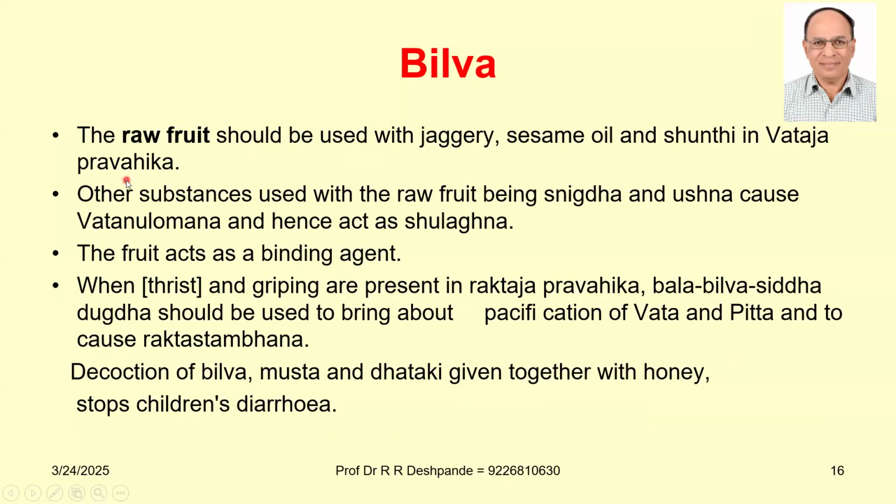Now, again, bilva raw fruit should be used with jaggery, sesame oil, and shunti in Vataj Pravahika, like amoebiasis and giardiasis. Whenever the pain is more or the straining while defecation is more, then you have to use this raw fruit. Other substances used with the raw fruit of bilva, being snigdha and ushna, cause the vatanulomana. So peristaltic movements are improved, and hence naturally it acts as an antispasmodic. It is controlling the abdominal pain. Bilva fruit acts as a binding agent.